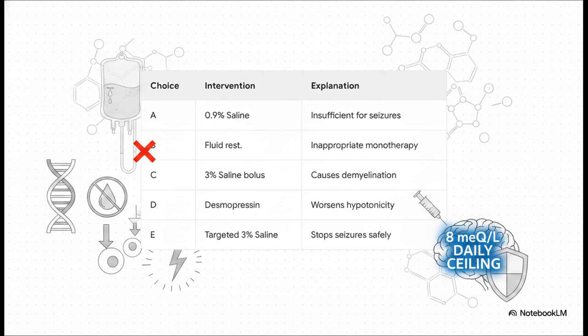Choice D, desmopressin, actually worsens the hypotonicity and drives the sodium even lower. That leaves us definitively with choice E, targeted 3% hypertonic saline. You administer an immediate targeted correction solely to stop the acute seizures while rigorously respecting that 8 milliequivalent daily ceiling.